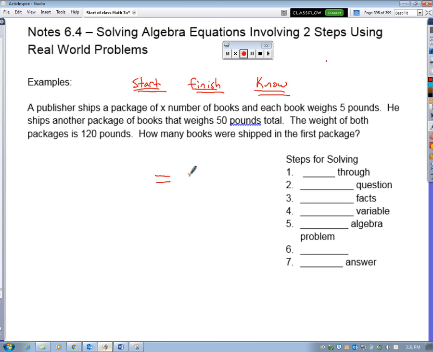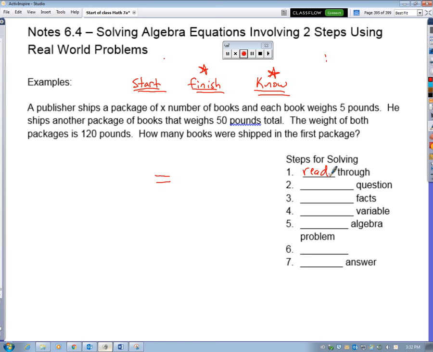So it's good to keep that in mind when we're going through these problems, to see if you can identify one of these three, because that is what we're going to be using. It's mostly going to be the finish or something that we know for sure when we're setting these up. So let's take a look at this first problem and see how we're going to go about doing this. Step number one, we're going to read through the problem.